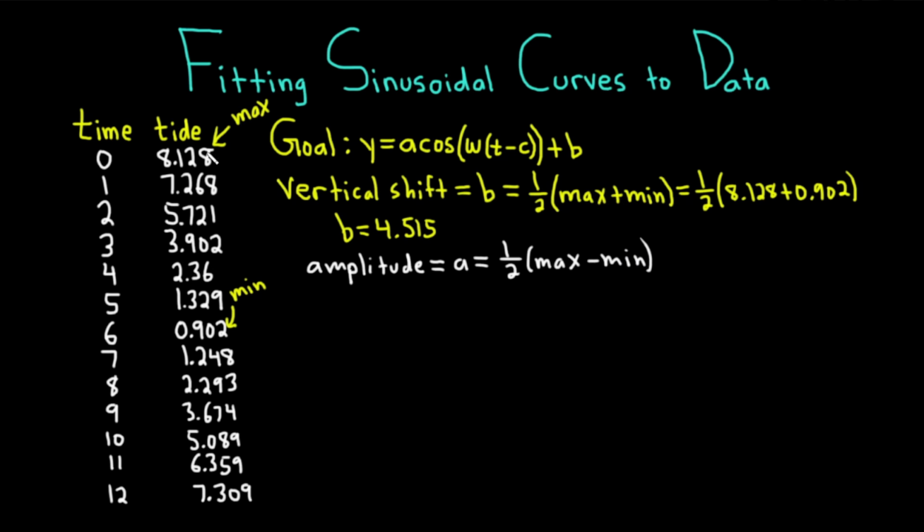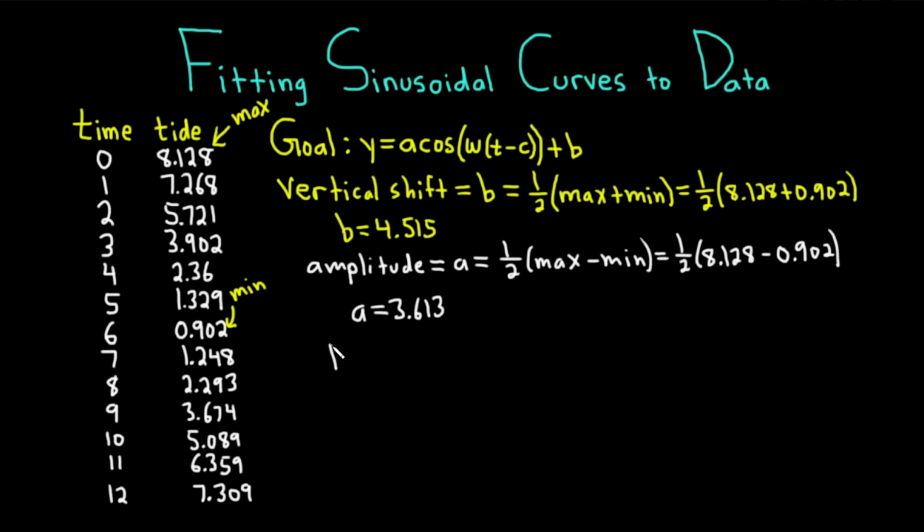But in this particular case, we have these numbers. So it's 1/2. Then your maximum is 8.128, good stuff, minus the min, which is 0.902. So it's pretty easy, you just have to use the formulas. You plug this into your calculator, and so you get A equals 3.613, very nice. You find the vertical shift, it's 1/2 times the max plus the min. Find the amplitude, it's 1/2 times the max minus the min.